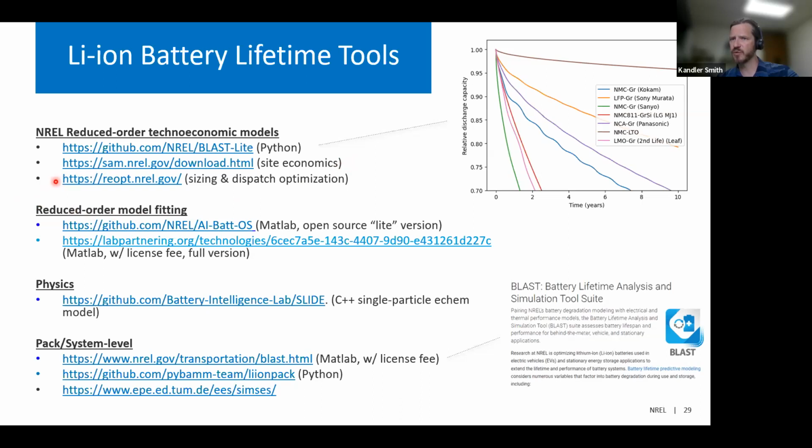REopt is a tool in a similar vein, but formulated as a mixed integer linear program for optimization. So life models are integrated into those. For fitting these reduced order models, we've got an open source version of this, AI BAT, which is published together with the paper and reproduces the paper results. And then we do have a more full version, which we have licensed to companies as well.